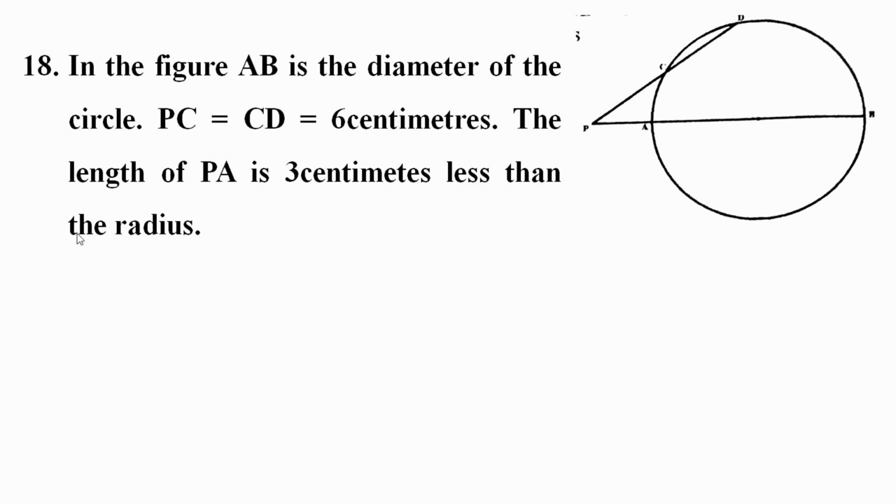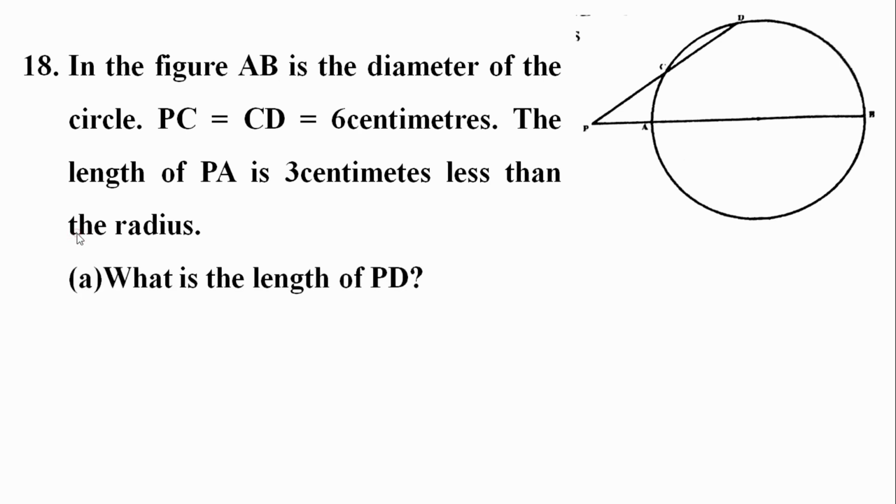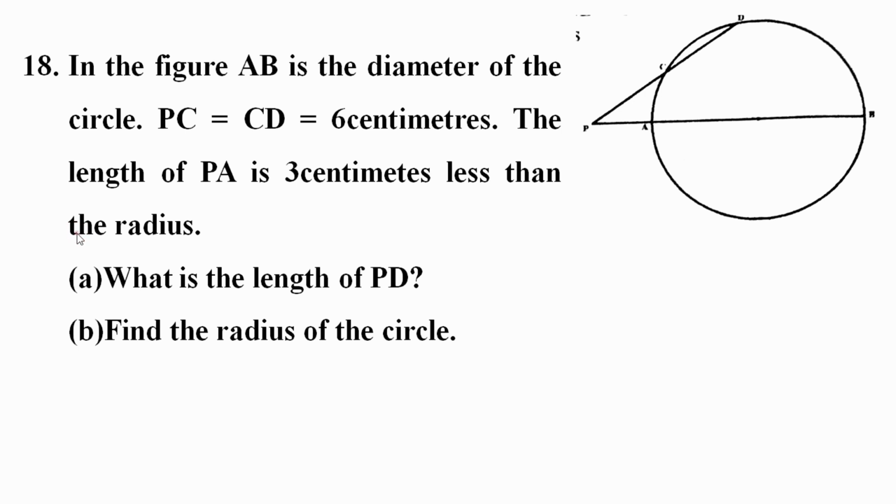18th question. In the figure, AB is the diameter of the circle. BC equal to CD equal to 6 centimeters. The length of PA is 3 centimeters less than the radius. What is the length of PD? Find the radius of the circle.